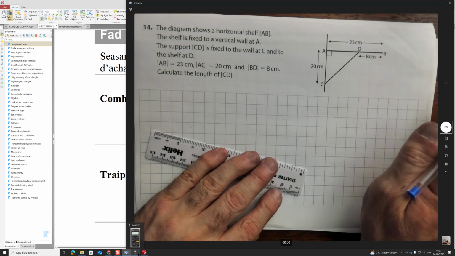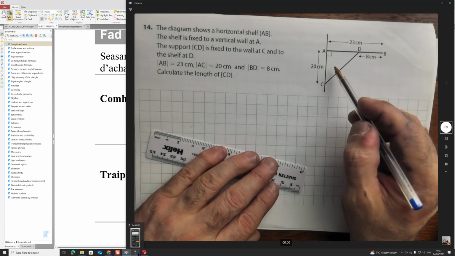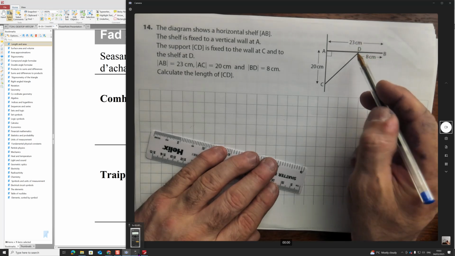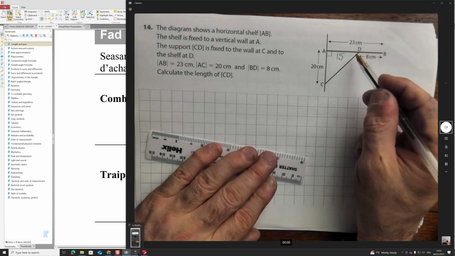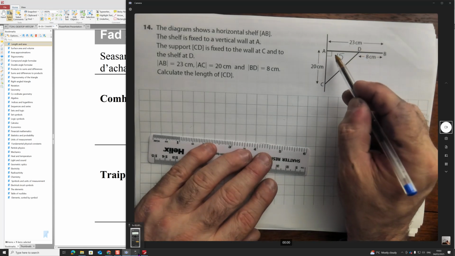So first try and figure out what's going on. I think we've seen this loads of times. It's a thing for holding up a banner or something. We have a 20 here, we have an 8 here. By subtraction you're going to get 15 here. Okay, so model away and mark in the unknowns that you can figure out.